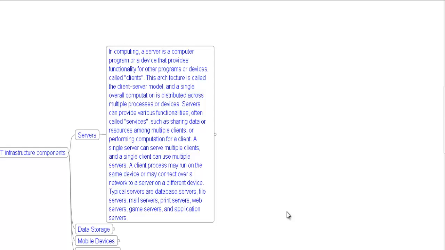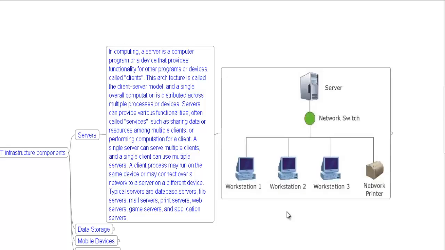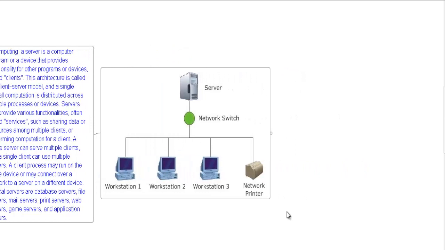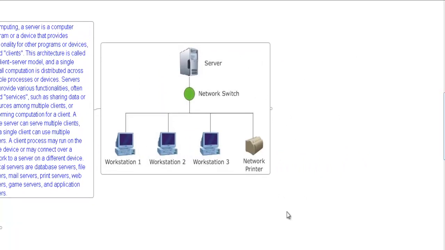Typical servers are database server, file server, mail server, print server, web server, game server, and application servers. This picture shows how client and server are connected through a network switch. This is the network switch, this is the server, and the client connects to the server and gets data.